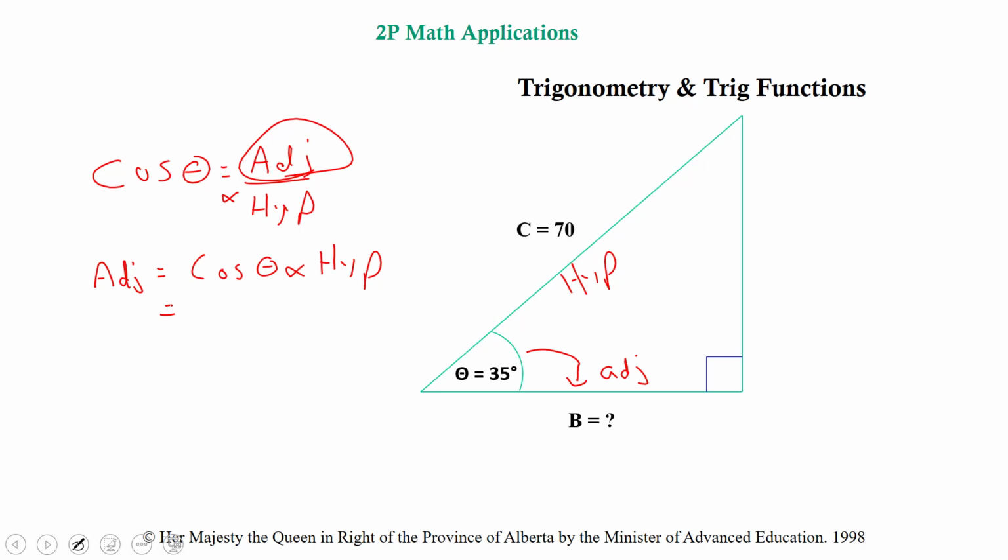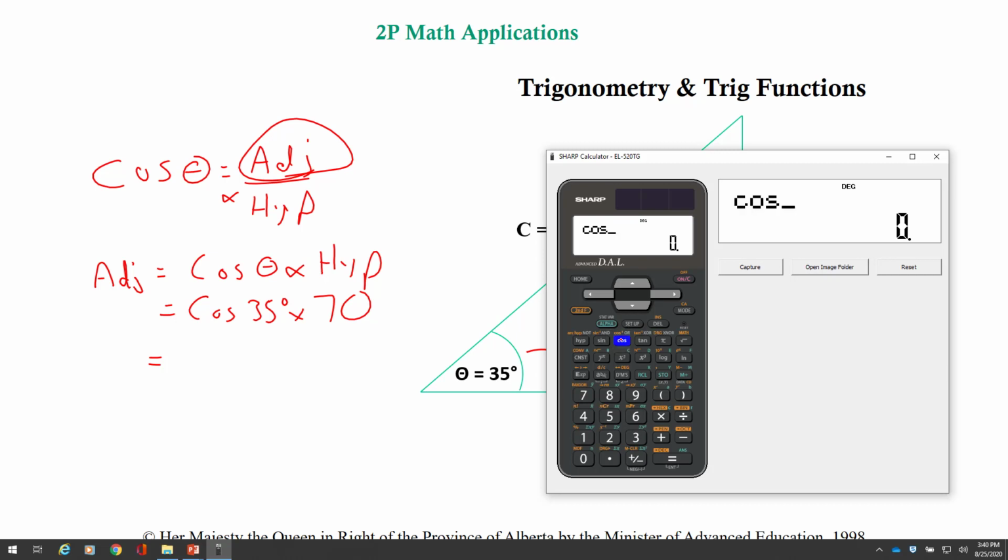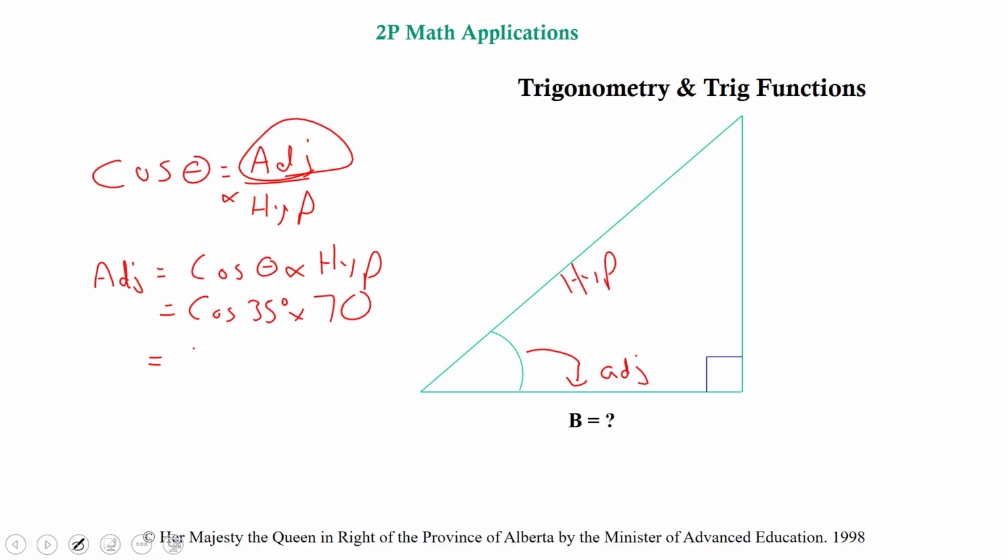So in this case, cosine 35 times 70 equals 57.3. That's the length of side B. So side B equals 57.3. All right, good stuff. Let's go one more.